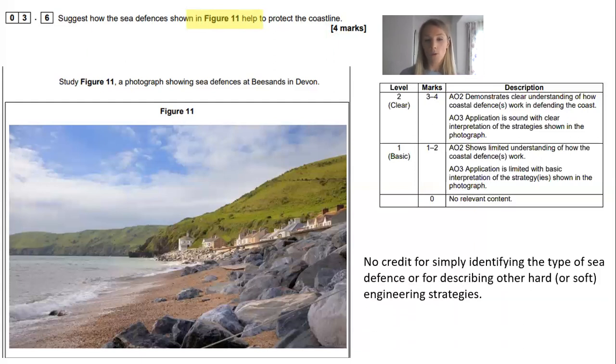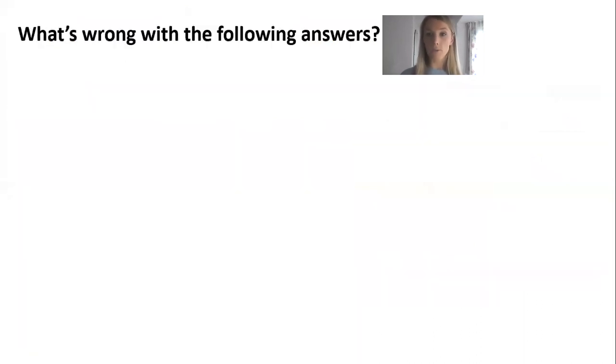You are not awarded any marks for simply identifying the sea defences. So if I wrote, I can see rock armour, you cannot be awarded a mark for that. So let's have a look at some student responses. What I want you to think about is what's wrong with each of the following answers. Why can't these responses achieve any marks according to the mark scheme?